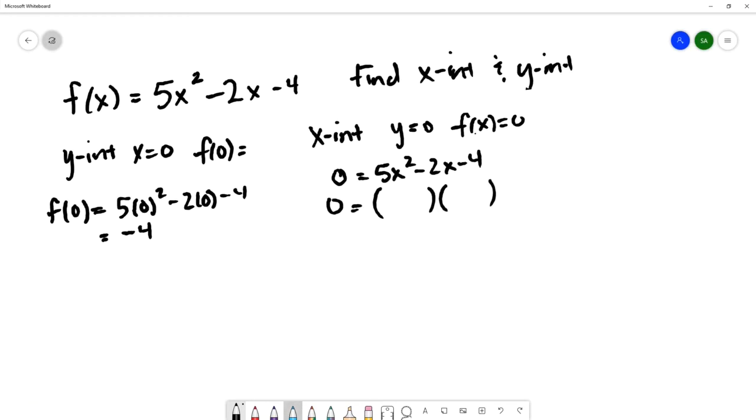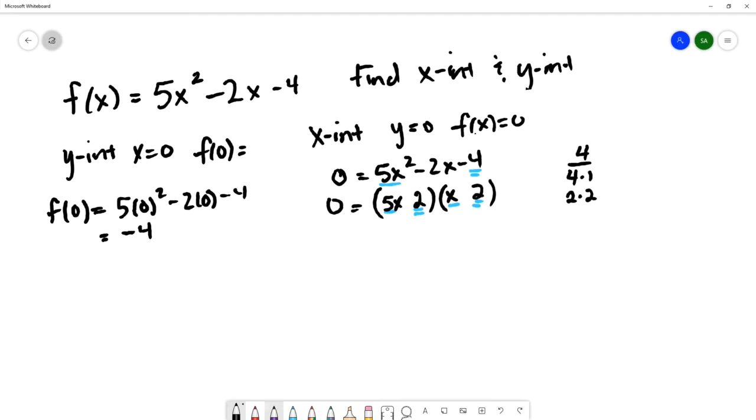So we want the terms in the front to multiply to be 5x squared. And the only factors of 5 are 5 and 1. So I'm going to try 5x and x. The terms at the back need to multiply to be 4. And I have a couple of choices here. Factors of 4 are 4 times 1 or 2 times 2. So I'm going to try each one of these. Let's try 2 times 2 first.